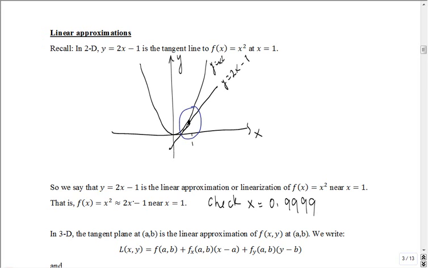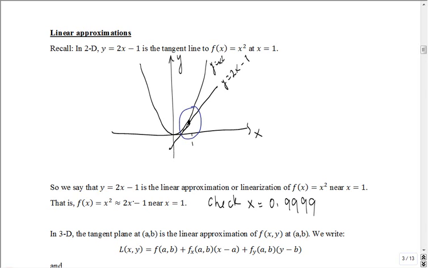Okay, so now let's go to 3D. So if in 2D, the tangent line is the linear approximation of a curve near a point, then in 3D, the tangent plane at the point is the linear approximation of the function near the point.